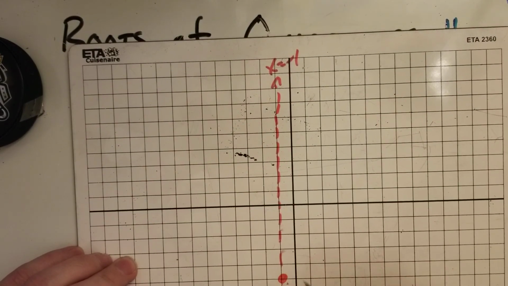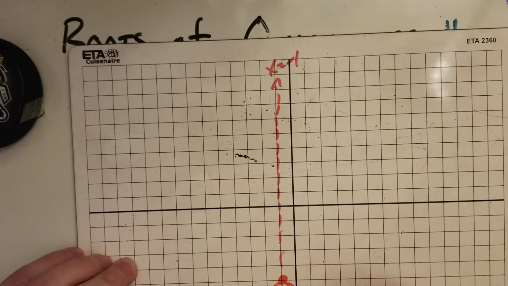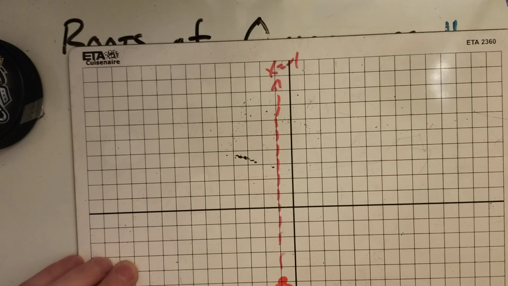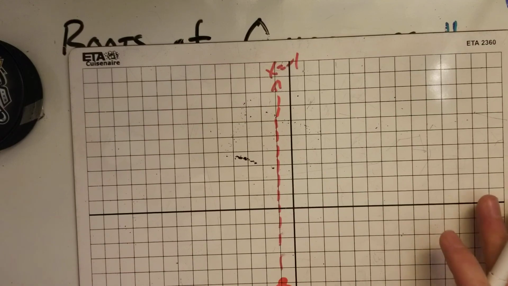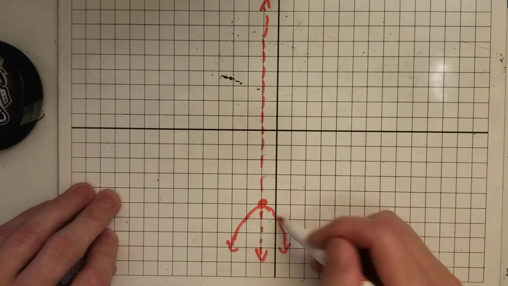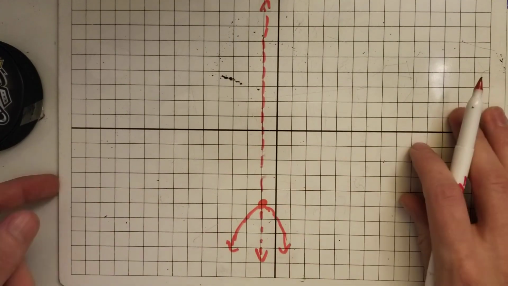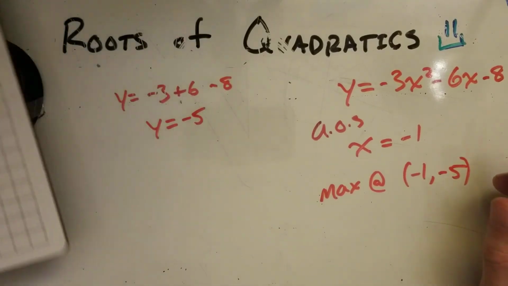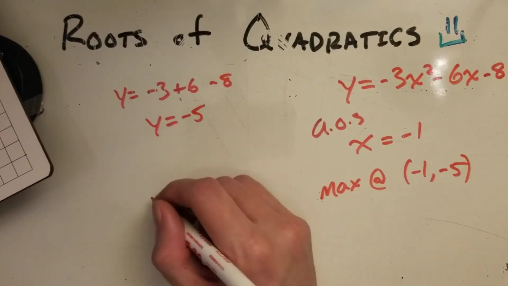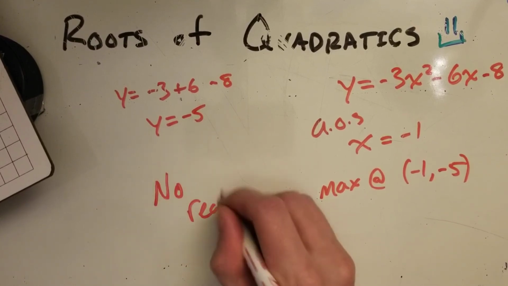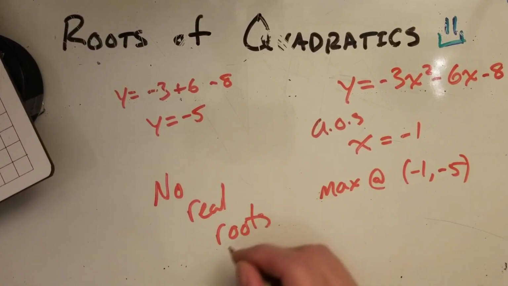This is a max value, meaning your parabola is going to open downward. Logically, you can figure out you're never going to touch the x-axis, so there should be no real roots. You're opening downward, you have a max, you're never going to touch the x-axis. So you can use what you know about the characteristics of the function to find out that there are no real roots.